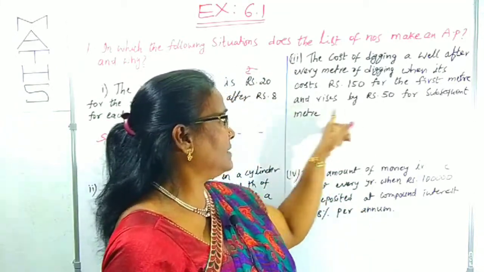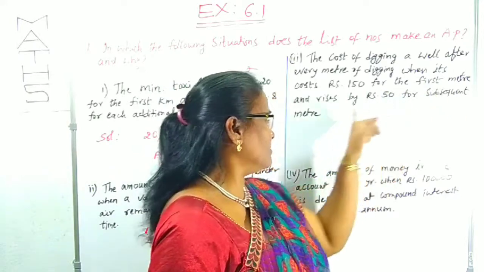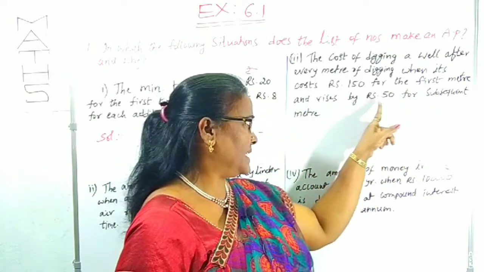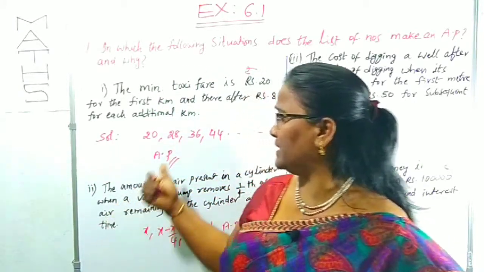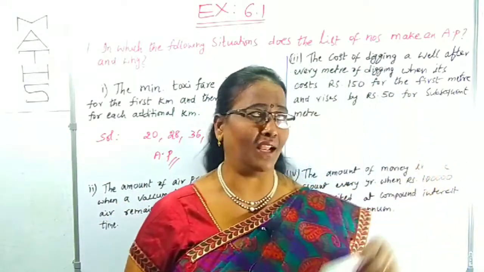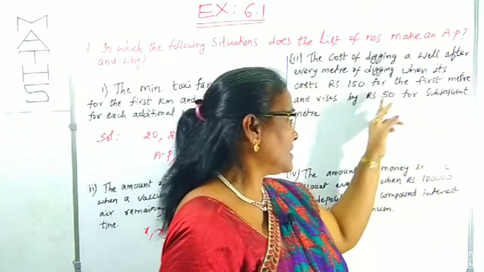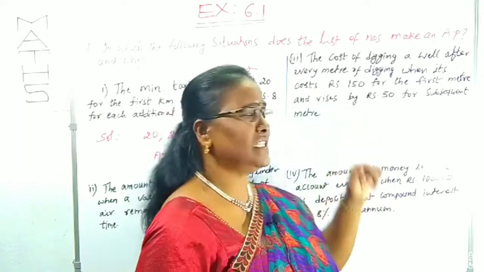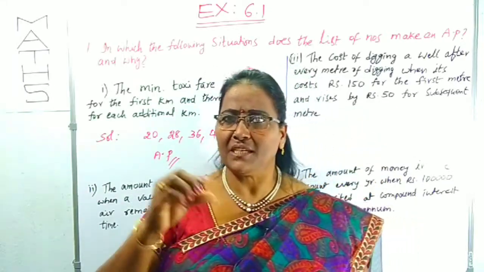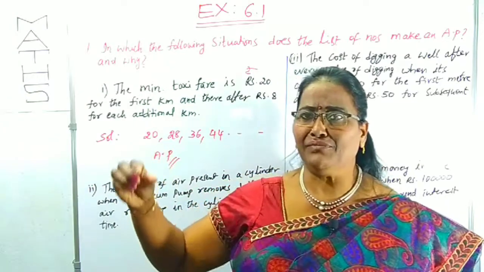Then what happens next? It rises by rupees 50 for each subsequent meter, the same way as the taxi kilometers. Here it is digging the well. So how much is the amount rising for each subsequent meter? It is 50 rupees, meaning for each subsequent meter we add 50, 50, 50.